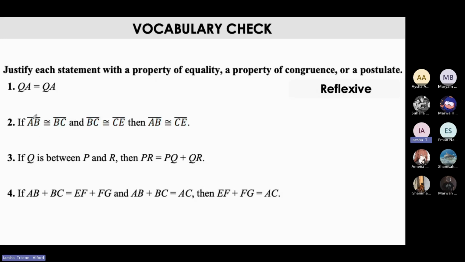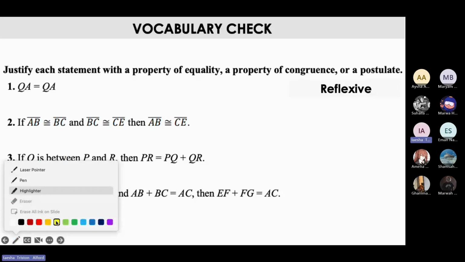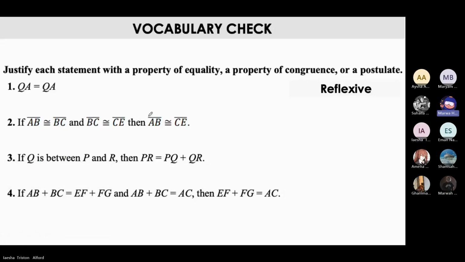Line number 2: side AB is congruent to side BC, and BC is congruent to side CE. Then AB is congruent to CE. What happened there? Midpoint? If they want midpoint, it has to say midpoint. Skip the middle, right? So how did we get AB congruent to CE? Correct, it is transitive. Skip the middle.